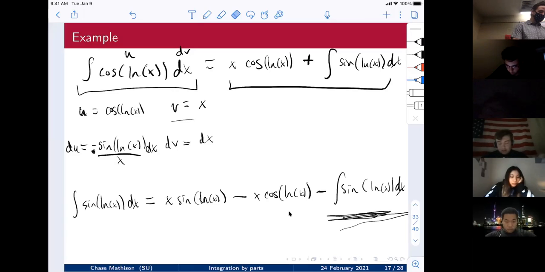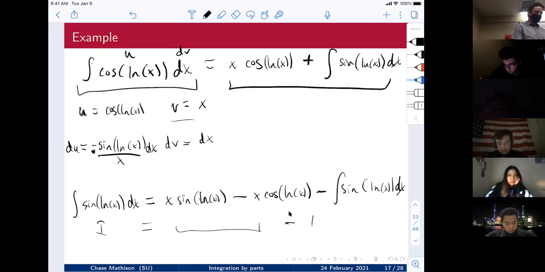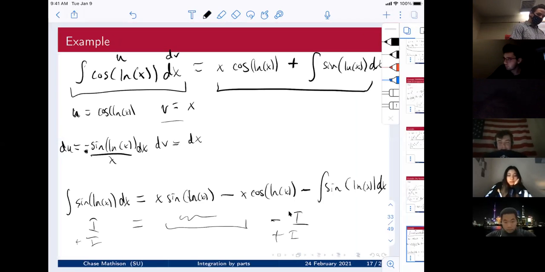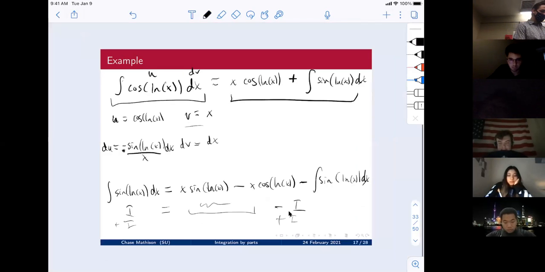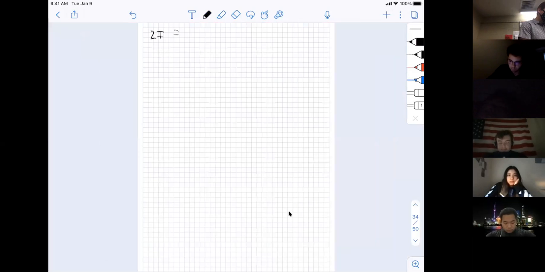So what should I do to both sides of this? If I call this integral I really quick, I have I equals a bunch of stuff minus I, right? Who cares? Well, we do care because that's what we're trying to find. But for a second, we're going to pretend we don't care. If I had an equation that was I equals a bunch of stuff minus I, I would just add I to both sides, right? And I would get 2I equals that stuff, right?